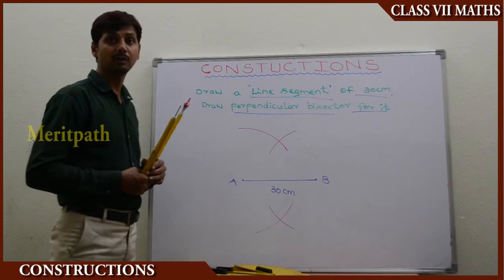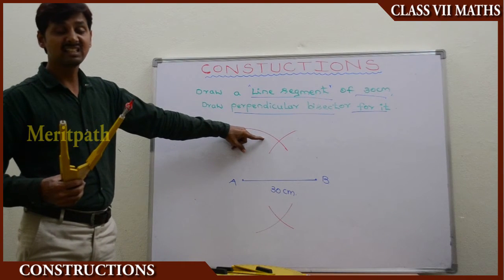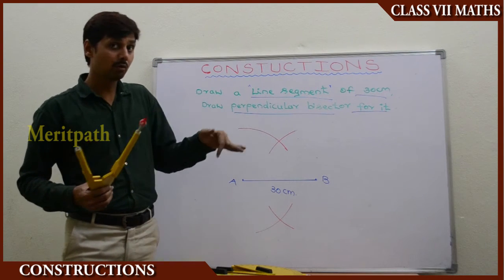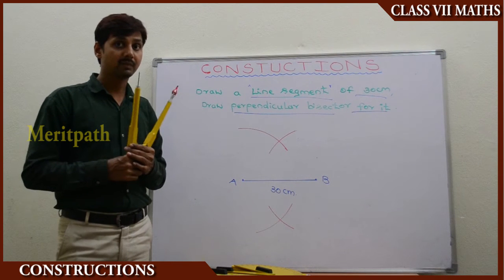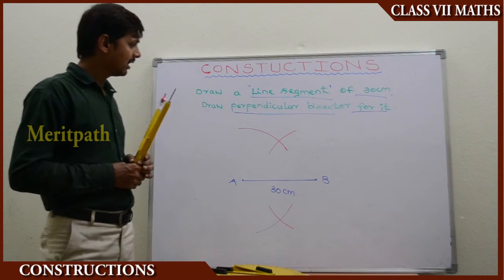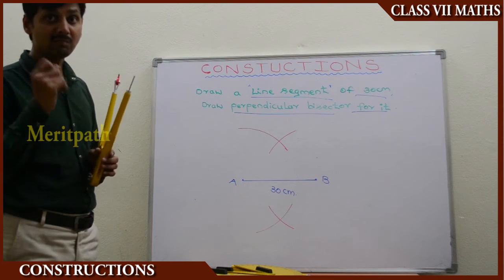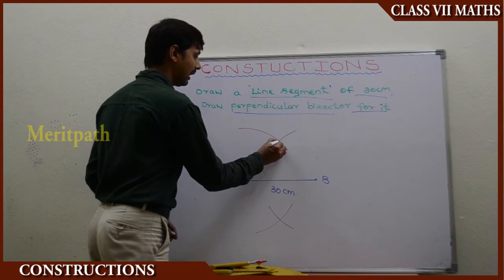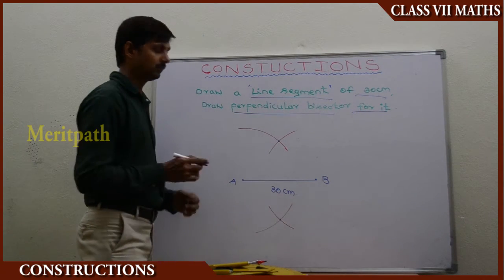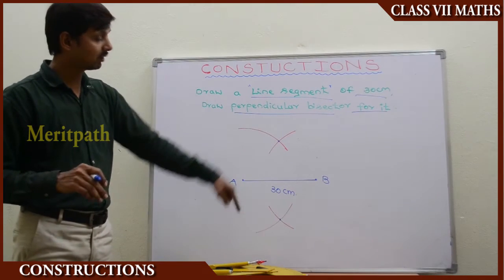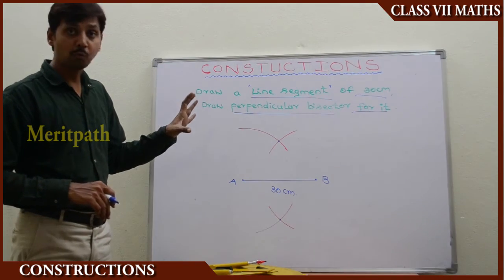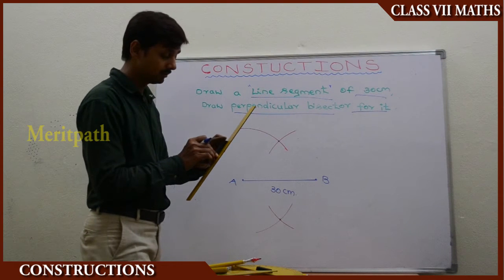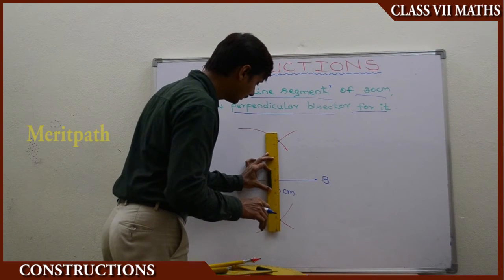Let's see these two arcs we got. This is the intersection of two arcs above the line segment and the intersection of two arcs below the line segment, using the particular process we have done. You can observe these two points, the intersections of the arcs. So take those two points and join them with a line segment. Let's draw using the scale. We have taken the scale and joined them.